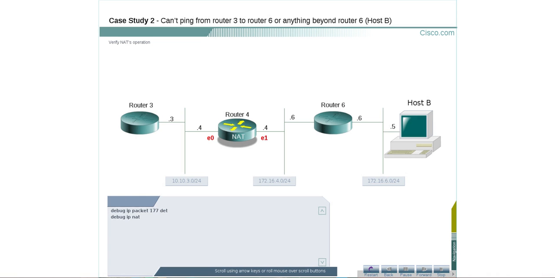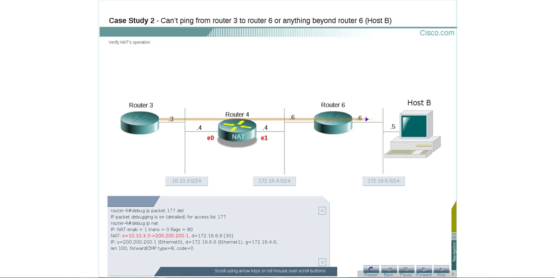Router 4 first receives a packet from router 3 and translates its source address of 10.10.3.3 to 200.200.200.1. The resulting packet gets forwarded out router 4's Ethernet 1 interface. So far so good. We are seeing what we expect. The next thing we expect is to see a reply packet from router 6. However, we don't see a reply packet from router 6.